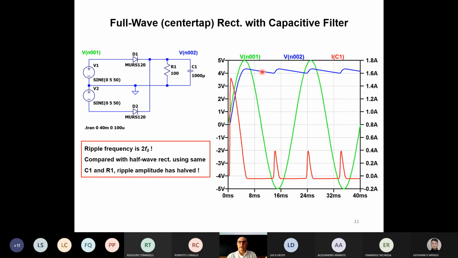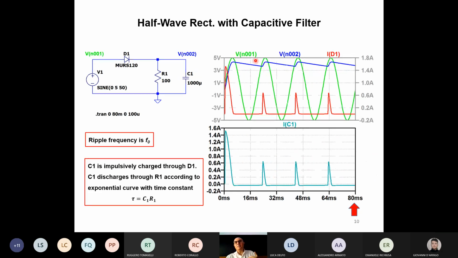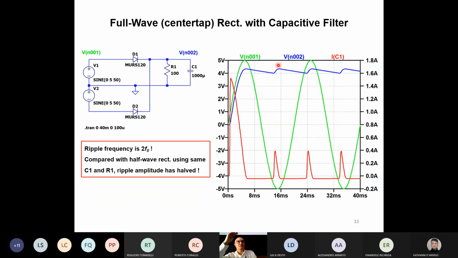Now, if I go back, the point is that the scales are different. But if you consider that this picture here has a ripple with a scale which goes from 5 to -5, this picture is much larger, but the ripple seems to be the same. No, it's not the same. It's half than before. Okay.